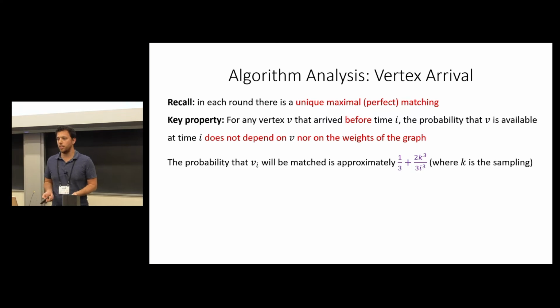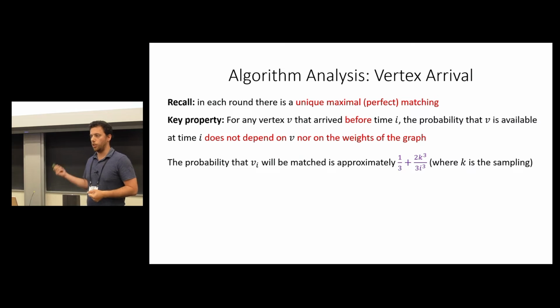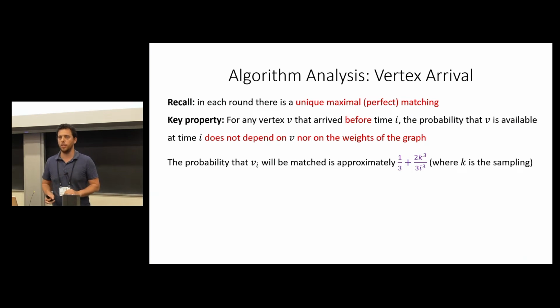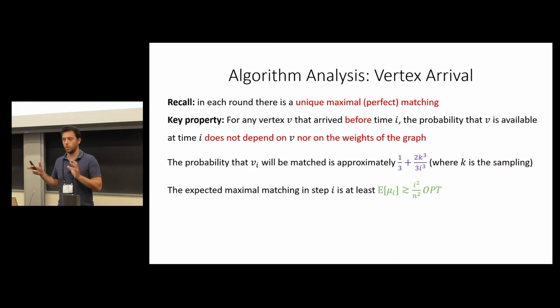And moreover, this probability is just a very simple function of the sampling phase and the time. The probability that the vertex v will be available at time i is just 1/3 + 2k^3/(3i^3), approximately, up to negligible terms. And this is exactly the probability that we match v_i, because we match it if its partner is available. Okay, so this is one part.